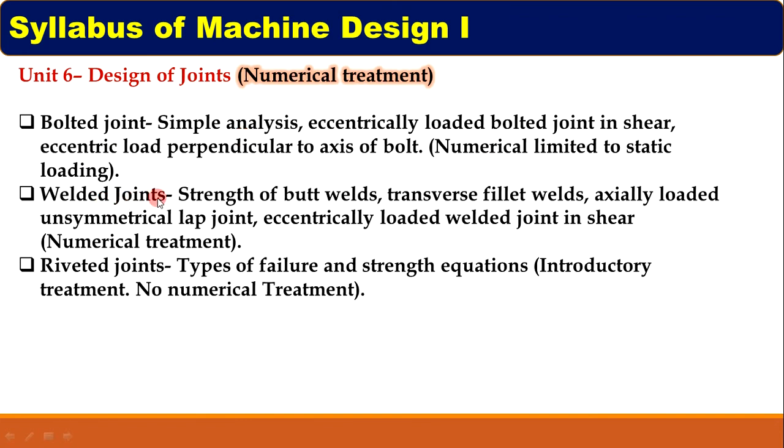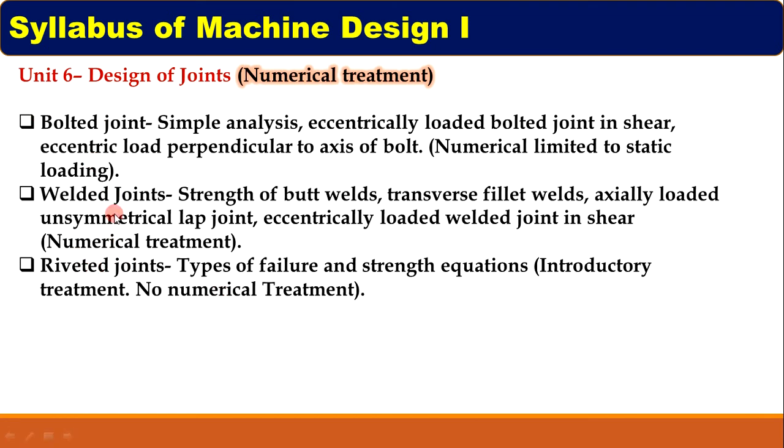Next is welded joint. In the welded joint, we have to see the strength of butt welds, transverse fillet welds, axially loaded unsymmetrical lap joint, eccentrically loaded welded joint in shear, with numerical treatment. In the riveted joint, we have to study the types of failure and strength equations, but only with the theoretical aspects. We don't have to solve numericals on riveted joints. So this is about bolted, welded and riveted joints.